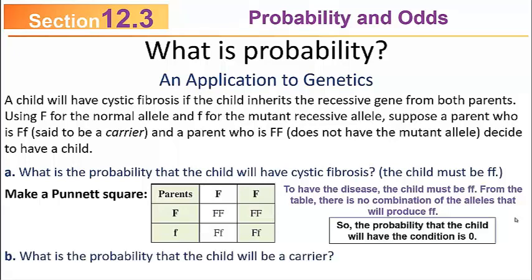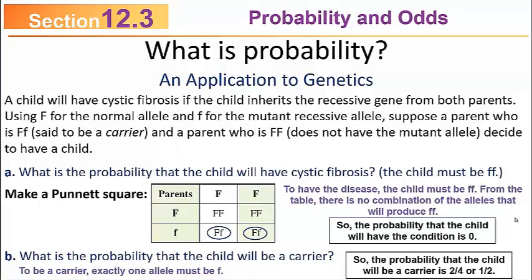I could ask something else. For instance, what is the probability the child will be a carrier? Remember, a carrier is if you have one dominant and one recessive, so a capital F and a little f. So if you look through there, there are 2 of them, and that's 2 out of 4. So that probability is 1/2. So the probability the child will have the condition is 0, but the probability that the child will be a carrier of the condition is 1/2.